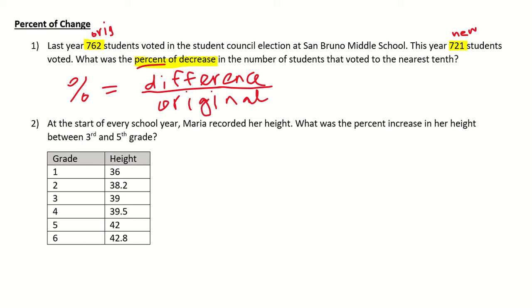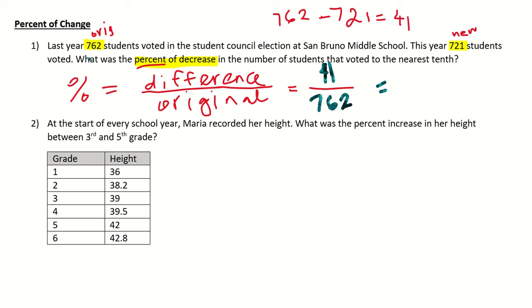Okay, maybe a much simpler way. Percent of change equals difference over original. So let's figure out those two numbers. What is the difference? I don't care. Just put the big number in front and just subtract. 762 minus 721. That's a difference of 41. So that's the difference on the top, 41. And the original amount was the 762. All you have to do is divide 41 divided by 762 to get your answer.